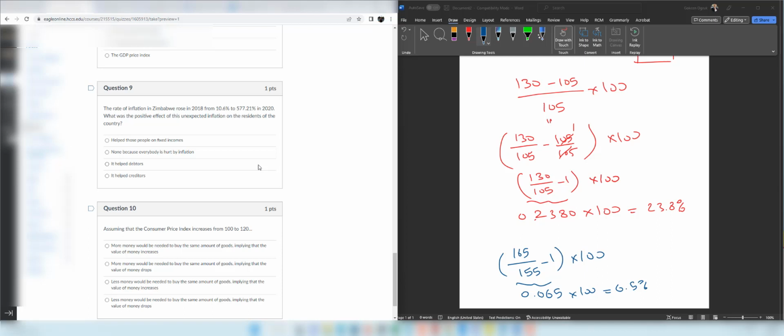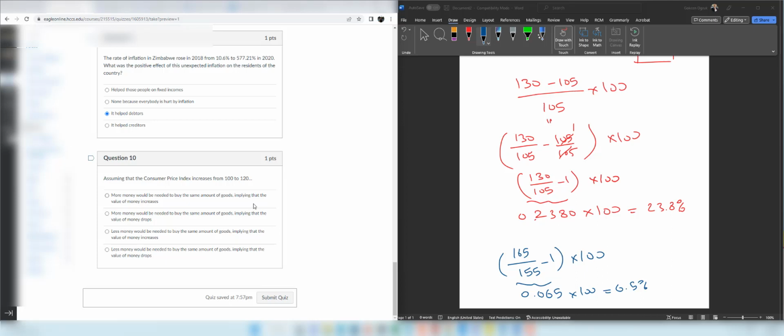You might think that everybody is hurt by inflation, but actually inflation helps people who borrow money, because they are going to pay back their loan at a 10% rate while the value of the dollars they are paying is losing value at 577%. So people who borrow money in the inflationary period or before the inflation starts are better off, because they are paying with dollars that have less value to the creditors. For that reason, the right answer is it helped debtors.